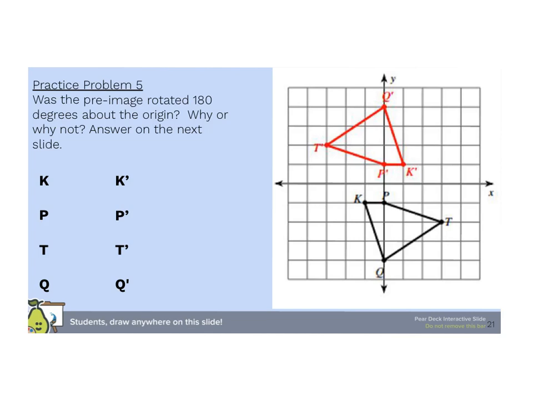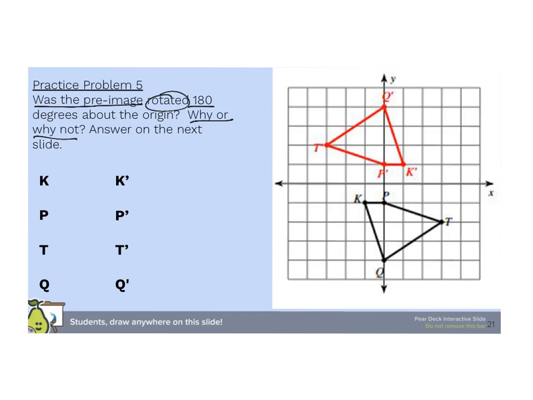Okay, so this is our last practice problem, and then you're going to be ready to take this exit ticket. Let's annotate. They've given us the rotation, and they're asking us, was the pre-image rotated 180 degrees about the origin? And then on the next slide, we'll answer why or why not.